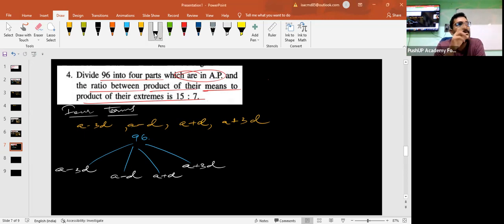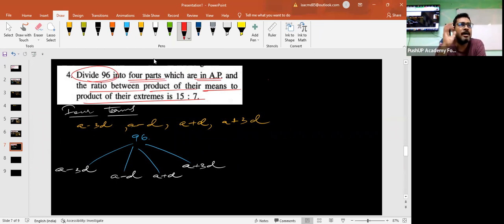I said there is only one condition given to you in the question. Children, I was wrong when I said that. They have given you one more condition which is invisible to you. You know what that condition is? That is the first statement given to you. Read it again. Divide 96 into 4 parts which are in arithmetic progression.